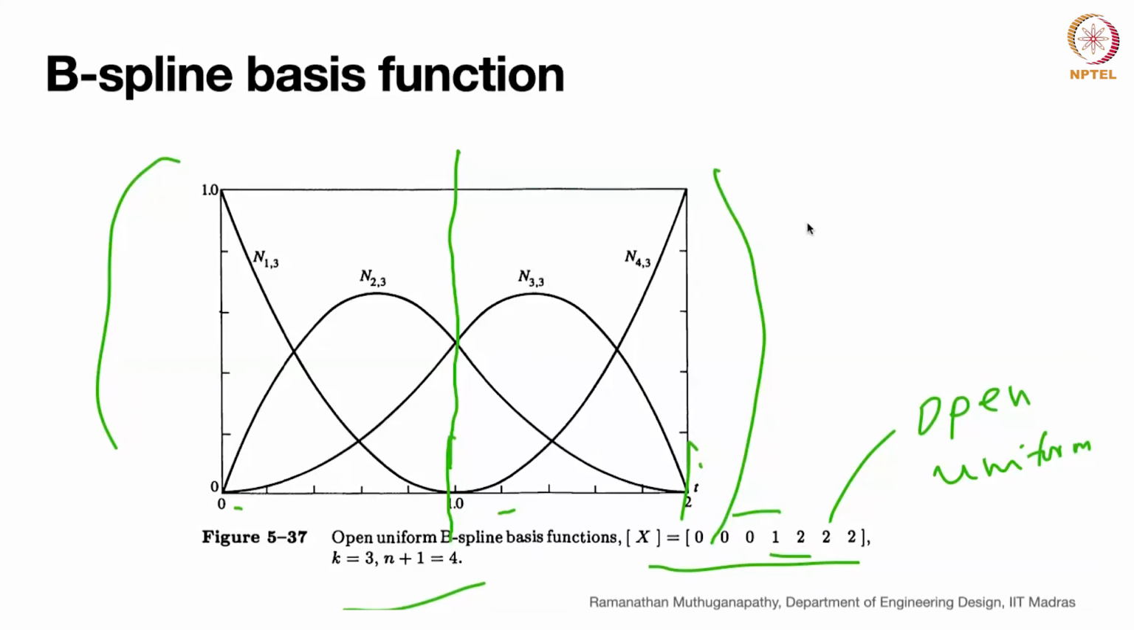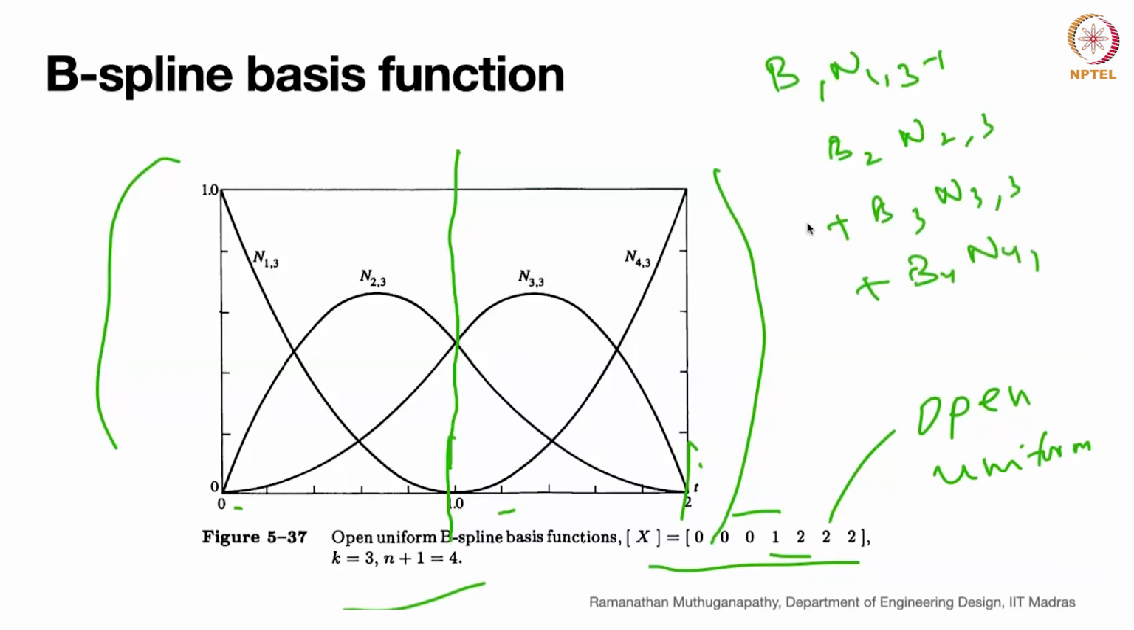K is 3. Now if you take your equation, this is B1 N1,3 plus B2 N2,3 plus B3 N3,3, plus B4 N4,3, because there are 4 control points, n plus 1 equal to 4. This will be the equation of the B-spline.